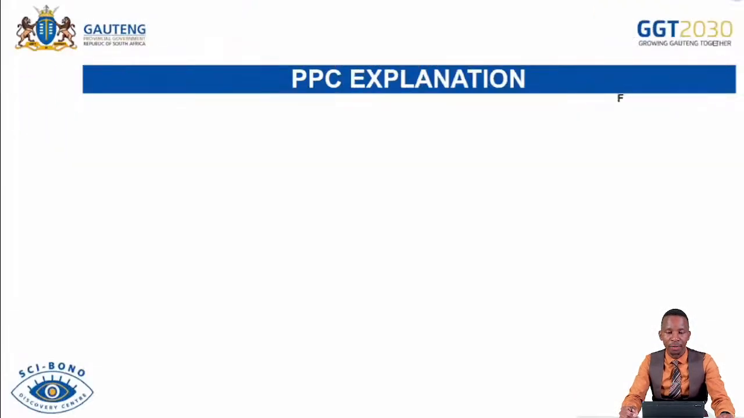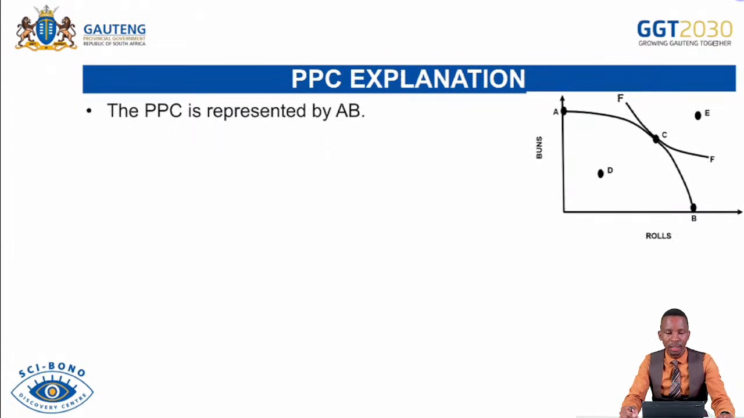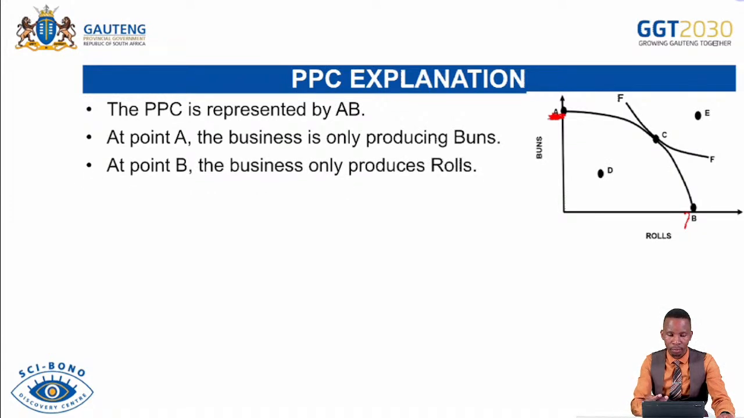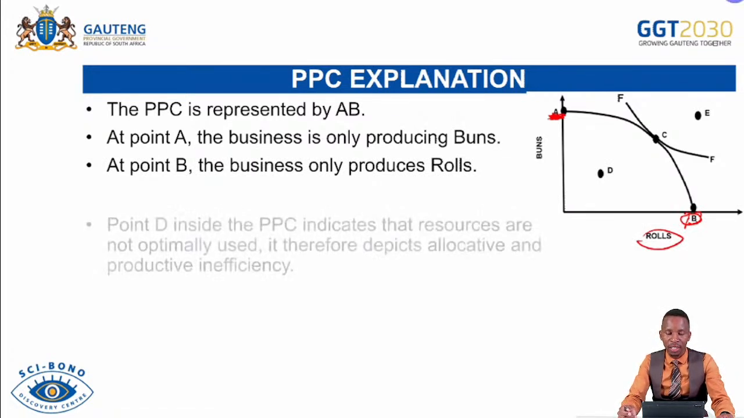So the graph explanation, our PPC comes back as it is. And then the PPC is represented by AB. So AB indicates the PPC. And then at point A, the business is only producing bonds. So at this point, which is point A, the business is not producing anything on product B, but is only producing bonds here at point A. At point B, product A is not produced at all, meaning bonds are not produced at all. At point B, the business only produces rolls at this point. The business only produces rolls, and is not producing any bonds on our vertical axis.